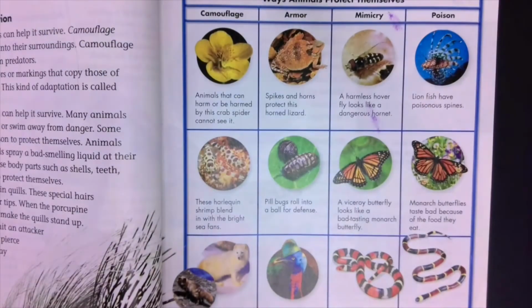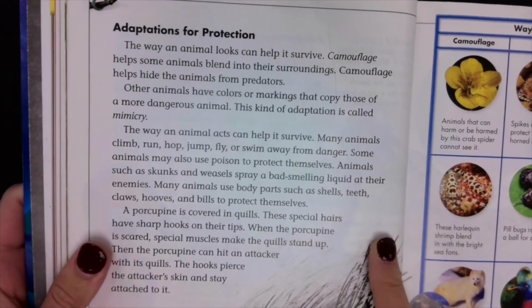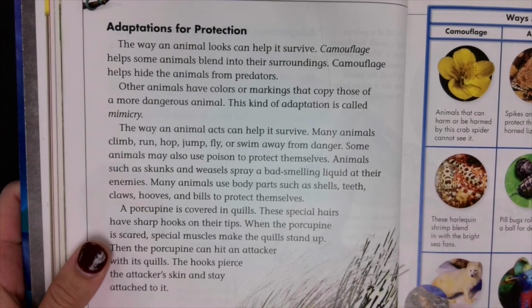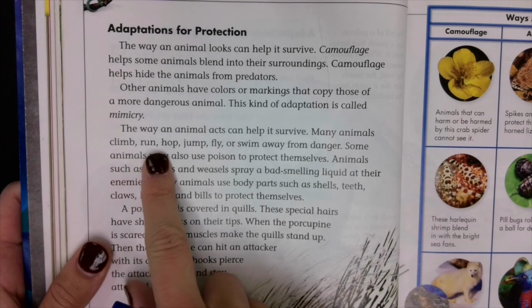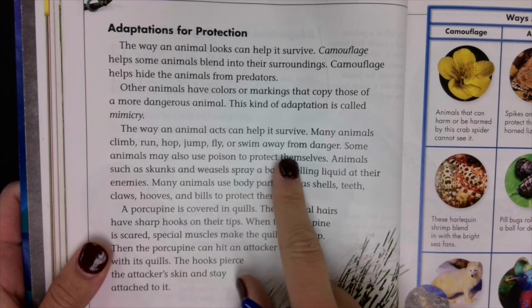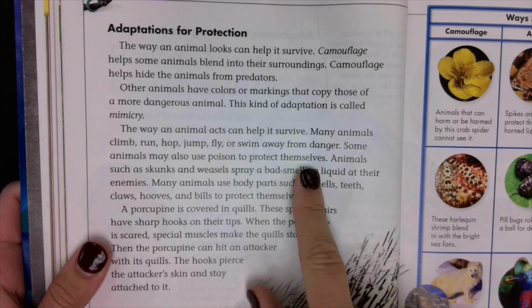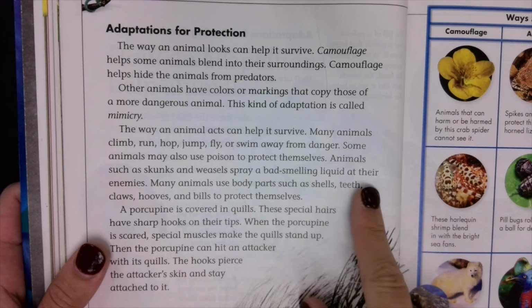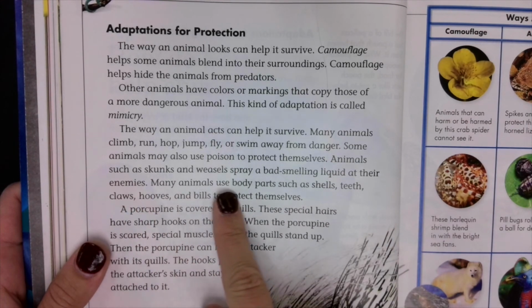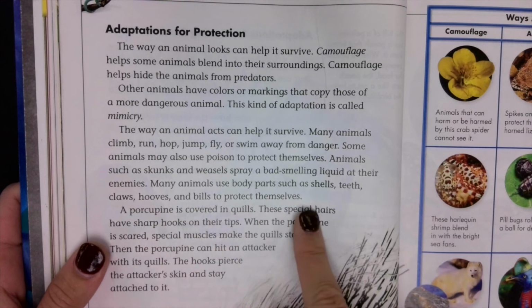Let's finish up with our 2 more paragraphs. The way an animal acts can help it survive. Many animals climb, run, hop, jump, fly, or swim away from danger. Some animals may also use poison to protect themselves. Animals such as skunks and weasels spray a bad-smelling liquid at their enemies. Many animals use body parts such as shells, teeth, claws, hooves, and bills to protect themselves.